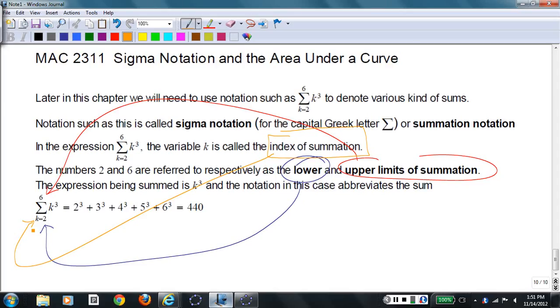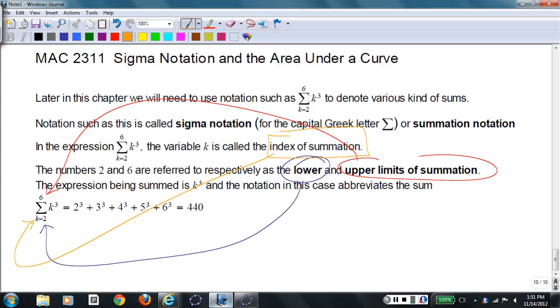Typical letters used for the index of summation: I, J, K, M, and N. There might be others that could work, but those, I believe, are by far the most common: I, J, K, M, and N. And, of course, capital Greek letter sigma, denoting that it's the sum.